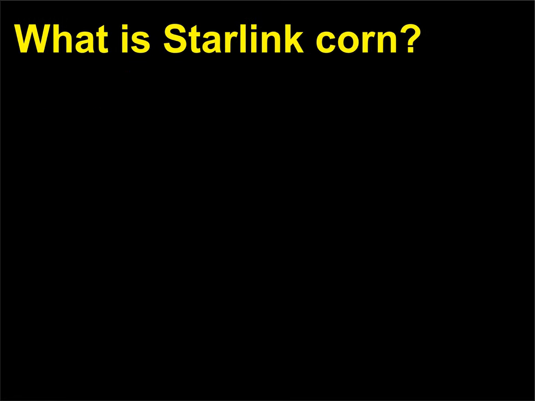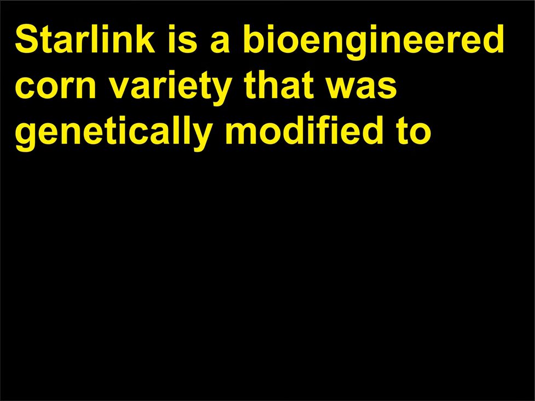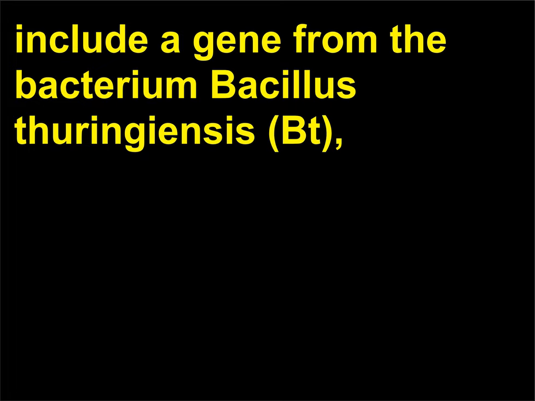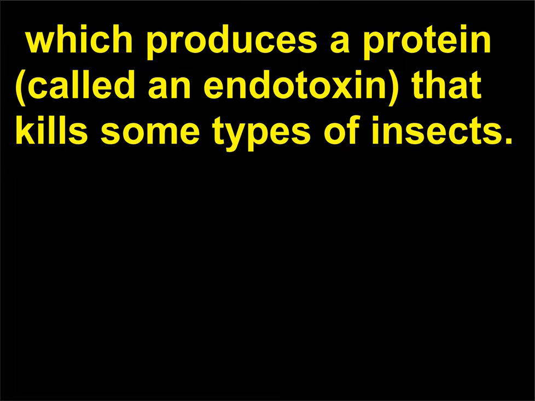What is Starlink Corn? Starlink is a bioengineered corn variety that was genetically modified to include a gene from the bacterium Bacillus thuringiensis, BT, which produces a protein, called an endotoxin, that kills some types of insects.